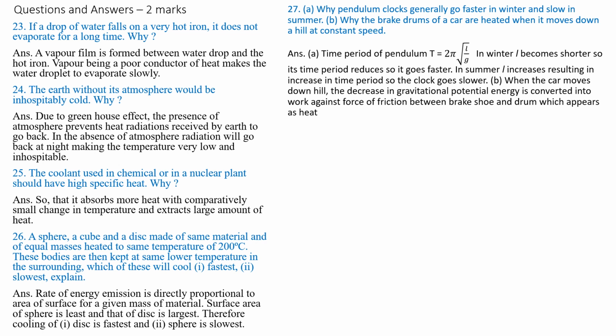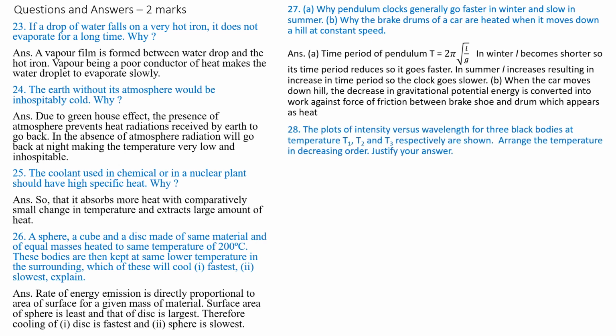Part B. When the car moves down the hill, the decrease in gravitational potential energy is converted into work against the force of friction between brake shoe and the drum, which appears as heat.